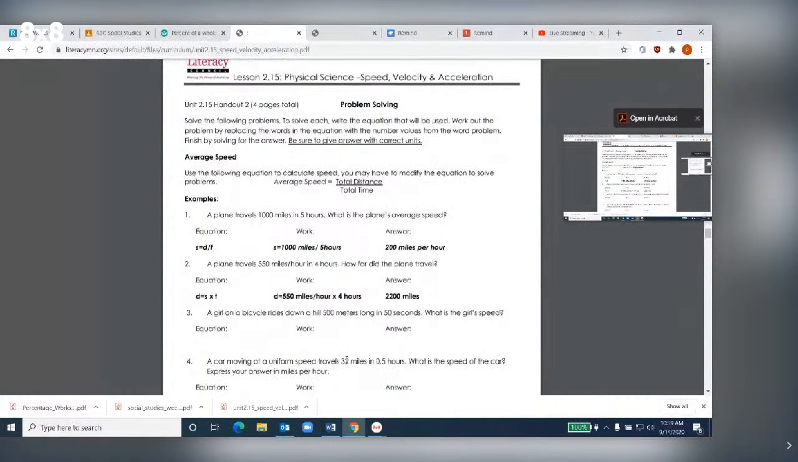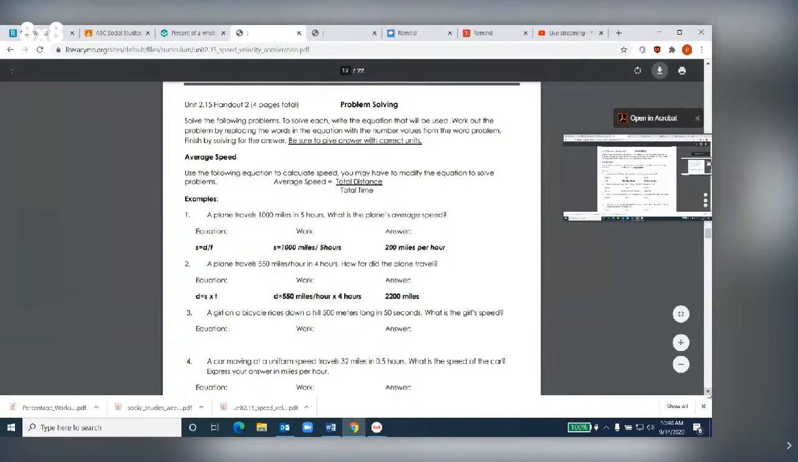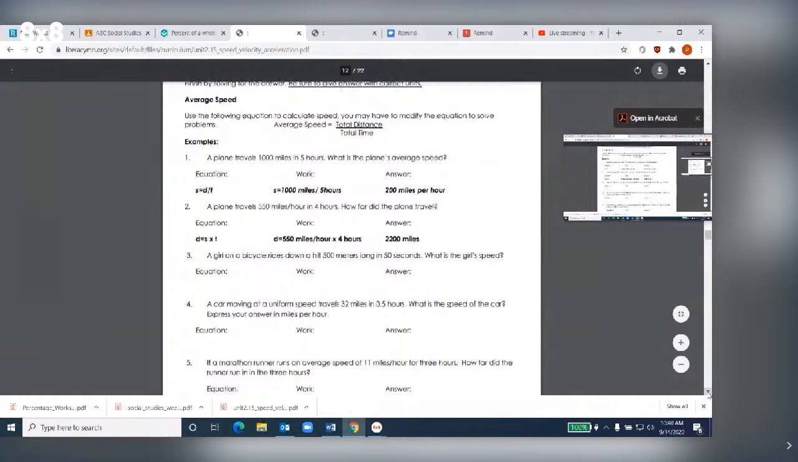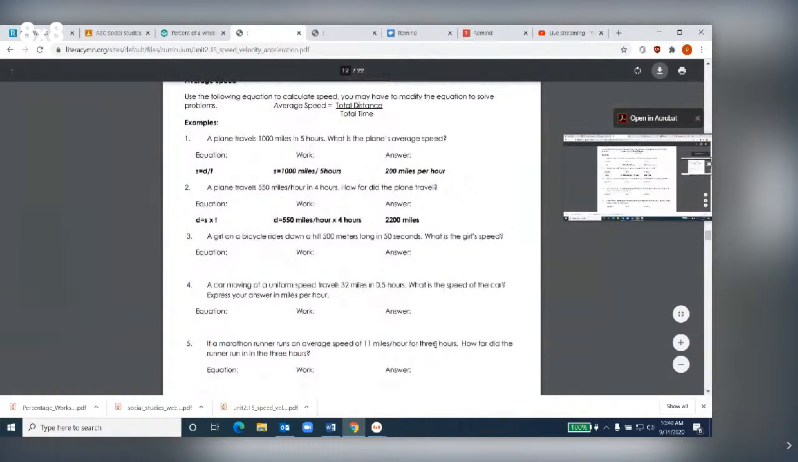This one, 32 miles is a total distance over time in half an hour. So basically, she is going 64 miles an hour because you divide 5 into 32, and that's 64. And this one's 11 miles over 3, so it's approximately 3.65 miles an hour. So you always put the distance over the time. And that's how you're going to get your average speed. It's distance over time.